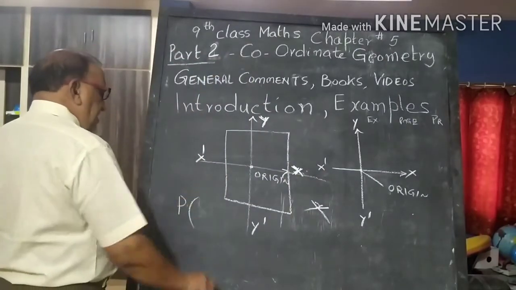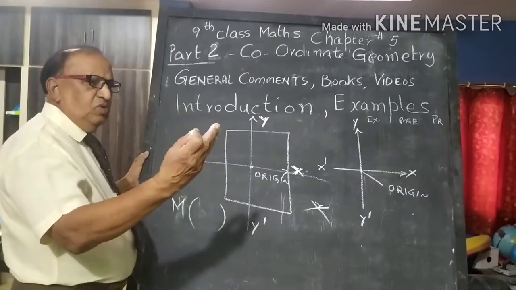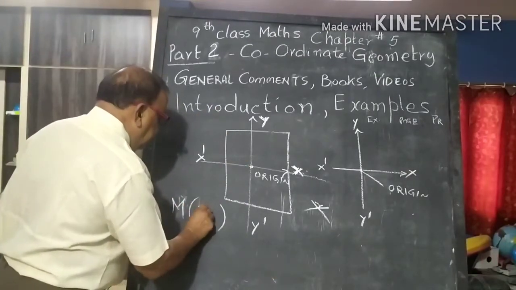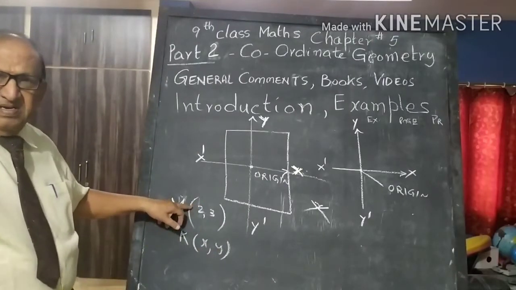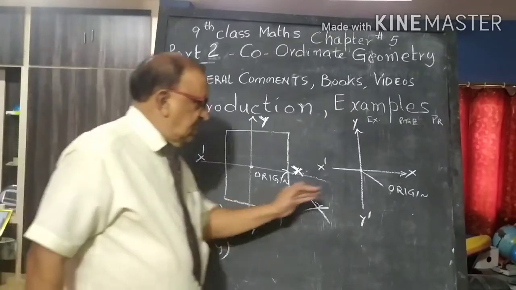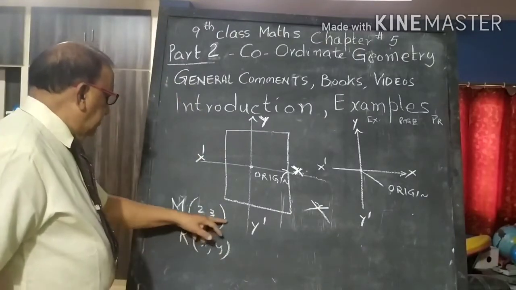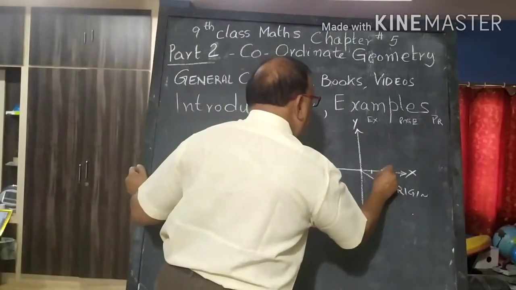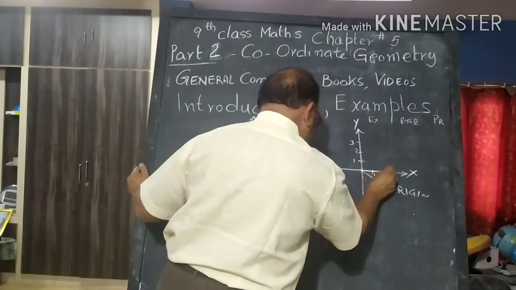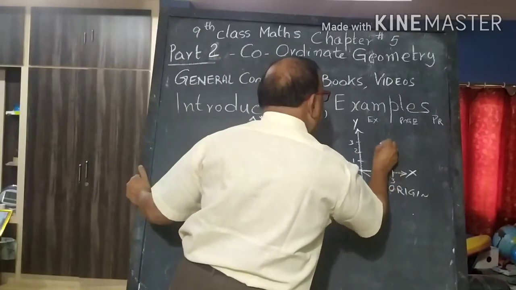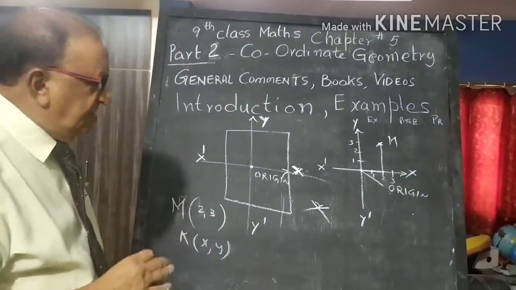Now any point P, or M, or Q, or R, has to be designated by two numbers. Let us say M (2, 3) or K (x, y). The first number indicates the distance of the point along the x-axis, and the second number represents the distance of the point along the y-axis. Suppose you want to plot M (2, 3). That means you have to go 2 units. Let's say this is 1, 2, 3. You walk along the x-axis 2 units, and then parallel to the y-axis 3 units. That means this is your point M. I explained all that. I want to rush through because I want to spend my time more on the problems.